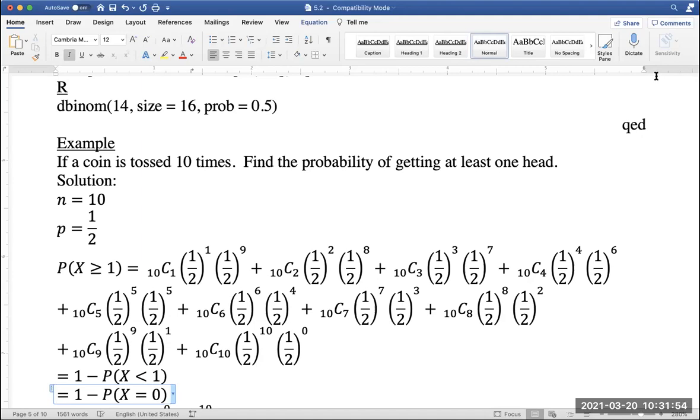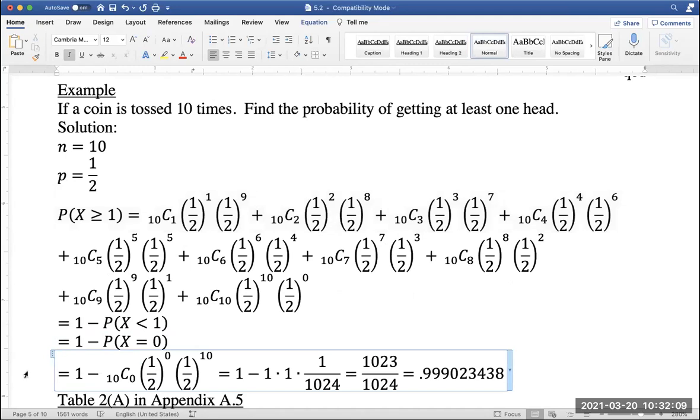So I want to do 1 minus the probability that none of the times you get a head. You keep flipping a coin and you just never get a head. It's just always tails. So 1 minus 10C0, you have no successes, 1/2 to the 0, you have no successes, 1/2 to the 10, because all of them are failures. 10C0 is 1. 1/2 to the 0 is 1. 1/2 to the 10 is 1/1024. 1024 minus 1 is 1023. And so we have 1023 over 1024, 0.999023438. So that's the probability of getting at least one head.